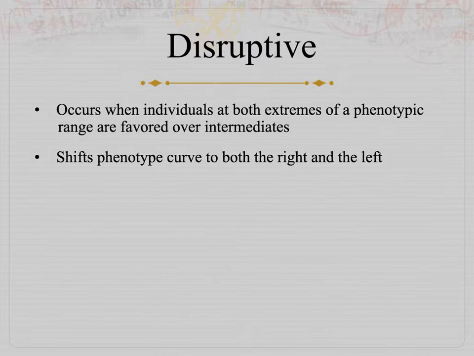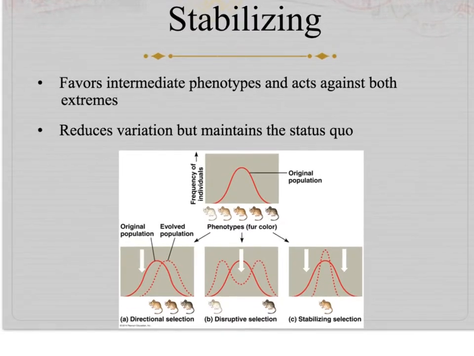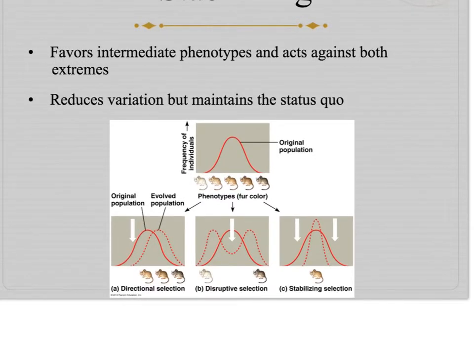Okay, disruptive selection occurs when individuals at both extremes of the phenotype are favored over that heterozygote intermediate form. And that's going to shift the curve both to the right and left at the same time. So we're going to select for tall and short and not medium height. Okay, and then finally there's stabilizing selection, and that favors the intermediate phenotype and acts against both of the extremes. So it's going to favor that heterozygous condition, that intermediate.